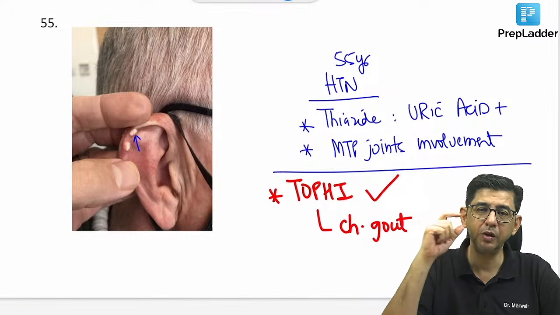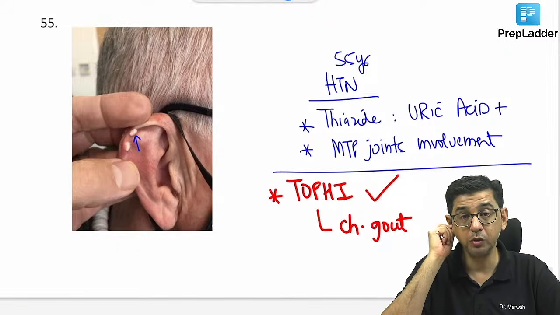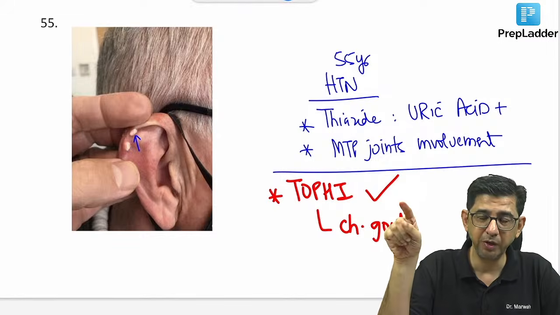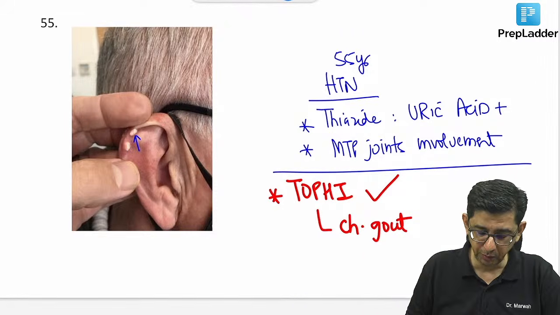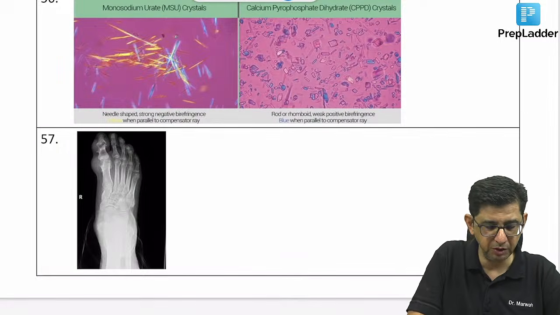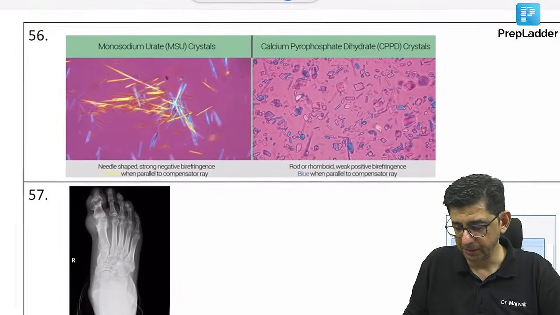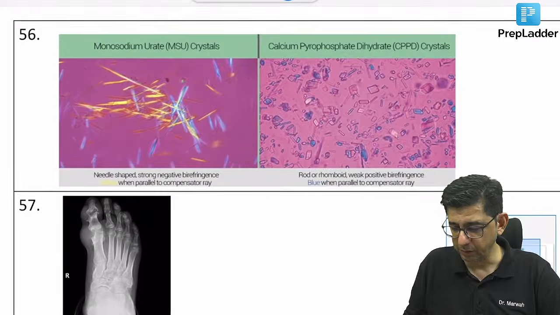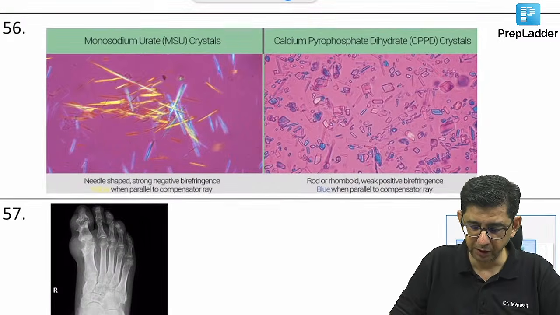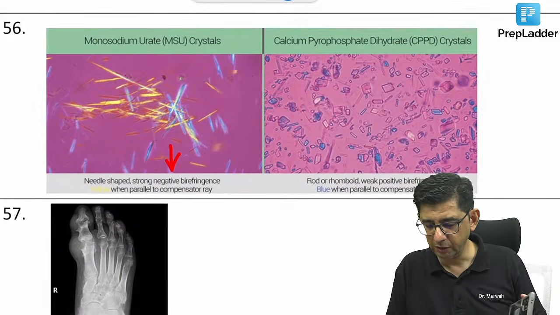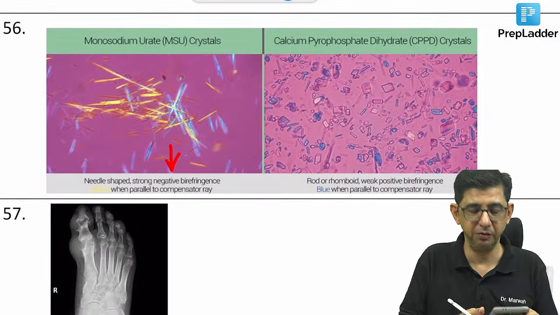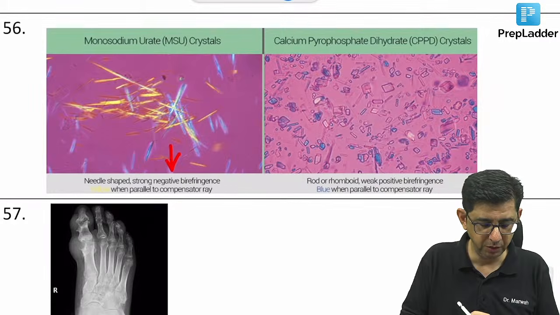And if it is going to be pseudogout, and if it is positive birefringence, and if it says negatively birefringent crystals, then I'll show you the image also. That is the image which I was waiting for, because if it's going to be needle-shaped negative birefringence, I'll say this is monosodium urate. Otherwise, that weak positive birefringence is what I will be saying for calcium pyrophosphate.